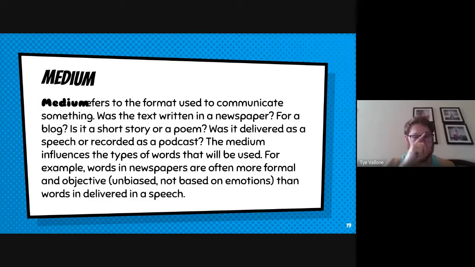The medium influences the types of words that will be used. For example, words in newspapers are often more formal and objective, unbiased, not based on emotions, than words delivered in a speech. Or also think about if you're looking at the news on your phone and it's coming from Instagram or Twitter or somebody's YouTube page, they're going to be very biased because they have an opinion one way or the other. But if you're looking at just a report from your local news, or certain publications that are very down the middle, then they might use words that aren't as biased one way or the other. Right?